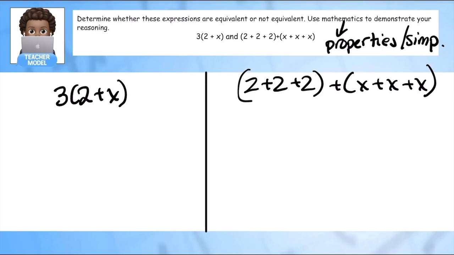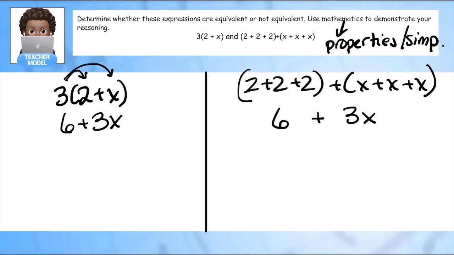So I'm going to start with the one on the left, and I have to use my distributive property. So remember what that looks like. I'm multiplying like a rainbow. So 6 plus 3x. I can't simplify it anymore. Those are my two terms. Let's go to the right. 2 plus 2 plus 2. I'm just going to simplify what's in parentheses first. 6 plus 3x. So when I look at these, yes, they both have two terms. They both have a 6 and they both have a 3x. So these are equivalent, and that's what I'm going to put into my response answer.